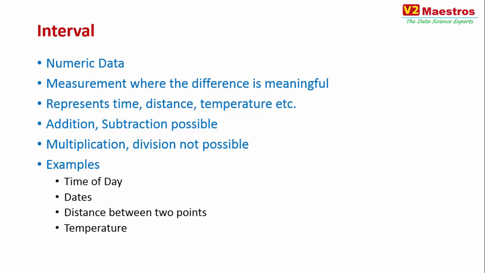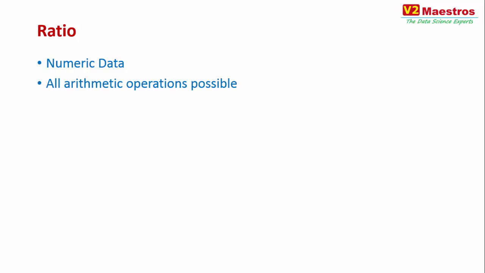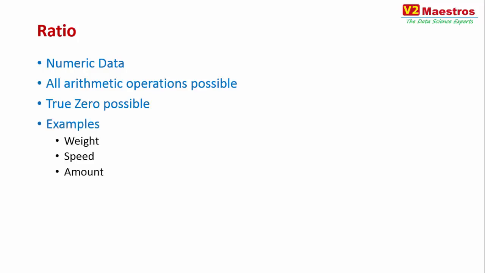This is interval data. And the last type you would see is what is called ratio data. Ratio data is everything else, like any kind of numeric data that you would see that doesn't qualify as any of the other three types of data we just saw. All kinds of arithmetic operations are possible with ratio data. A true zero is possible, where zero is a true valid value in the case of ratio data. Some examples of these are weight, speed, amount. Any kind of continuous measurement data that you would see in real life is considered ratio data.